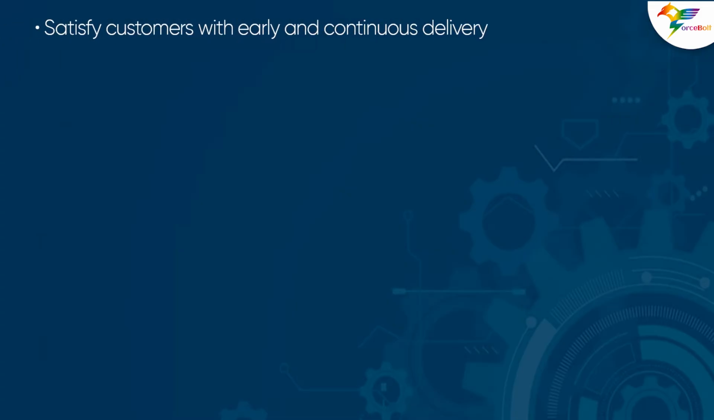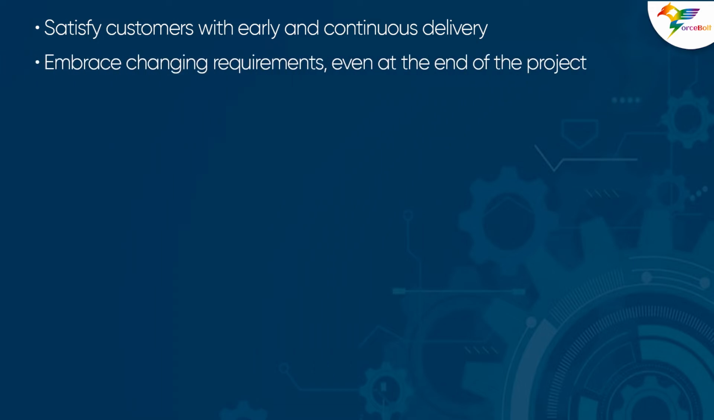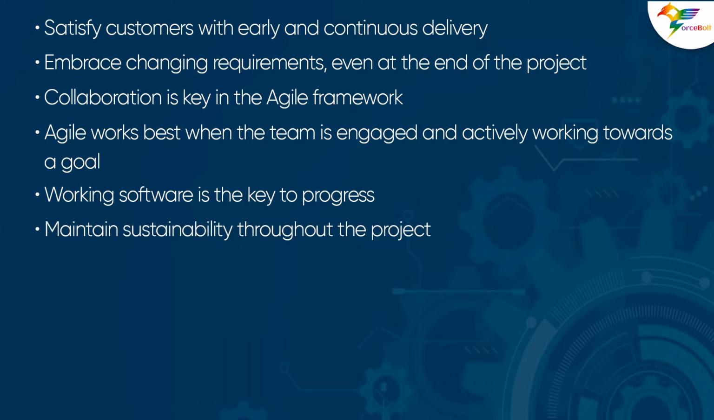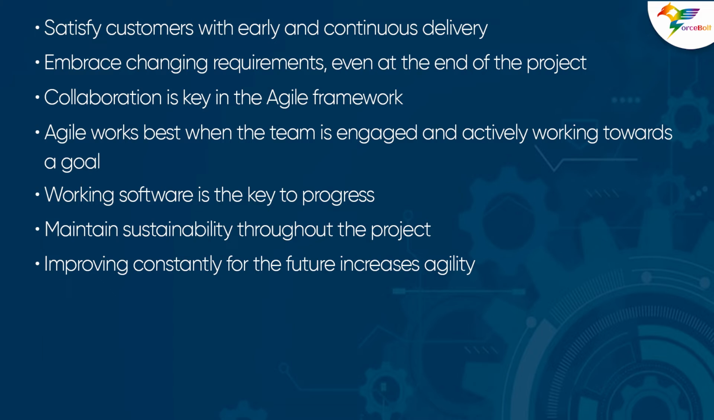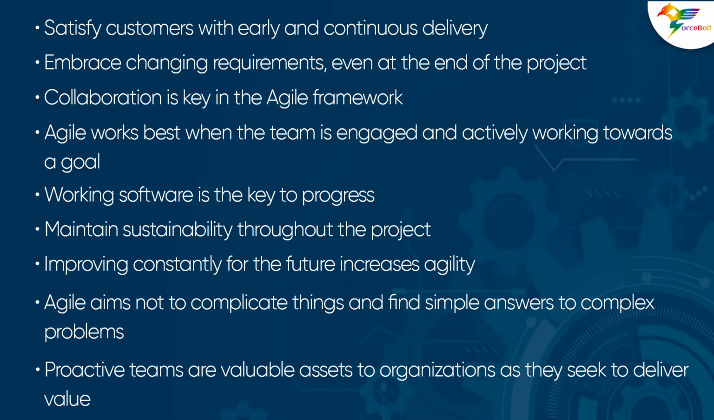First, satisfy customers with early and continuous delivery. Second, embrace changing requirements even at the end of the project. Third, collaboration is the key in the Agile framework. Fourth, Agile works best when the team is engaged and actively working towards a goal. Fifth, working software is the key to progress. Sixth, maintain sustainability throughout the project. Seventh, improving constantly for the future increases agility. Eighth, Agile aims not to complicate things and find simple answers to complex problems. Ninth, proactive teams are valuable assets to organizations as they seek to deliver value.